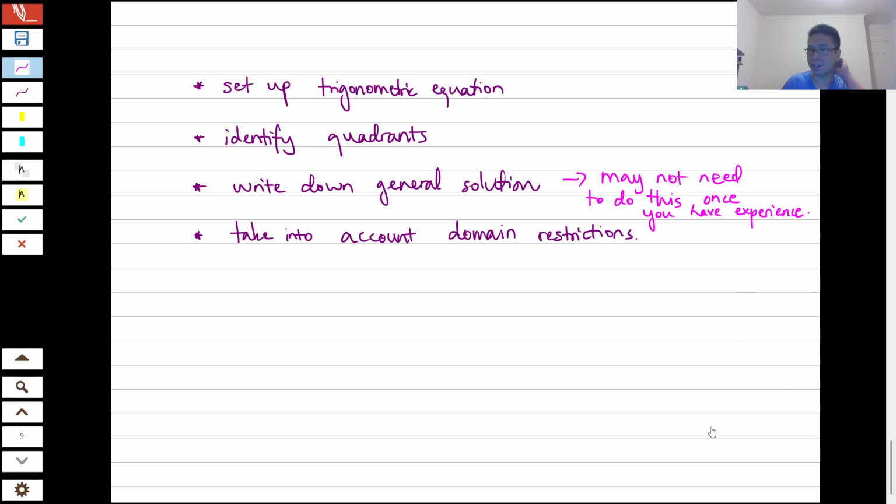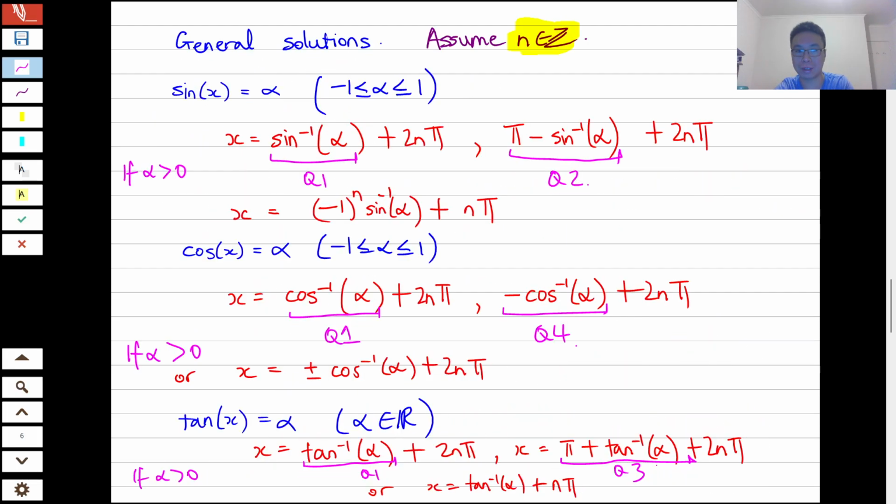But my suggestion is you do write down the general solution because you're expected to know it, and yes, it has come up in exam 1. So I kid you not, these results on this page, you could be asked for these in exam 1. You wouldn't be asked for inverse sine, inverse cosine, inverse tan. Alpha would be a number that gives you an exact value.